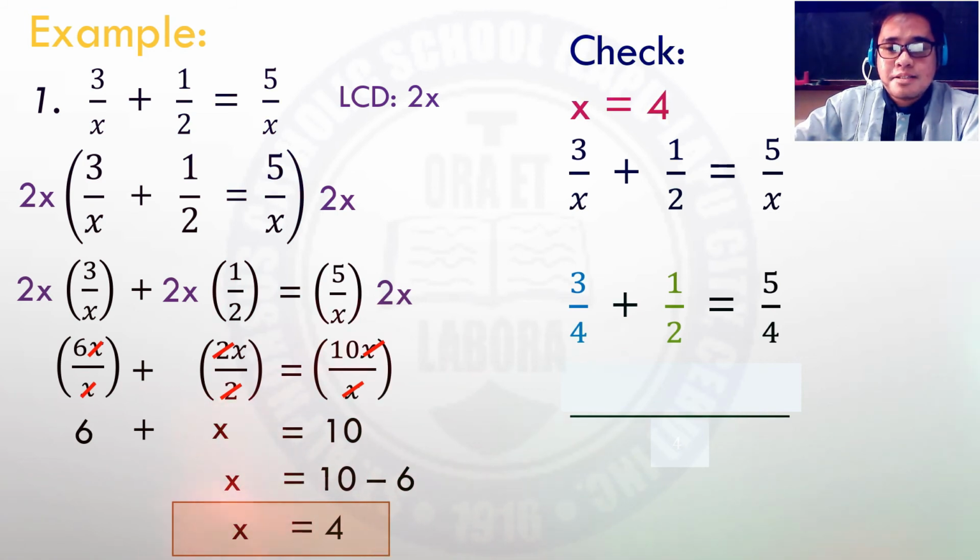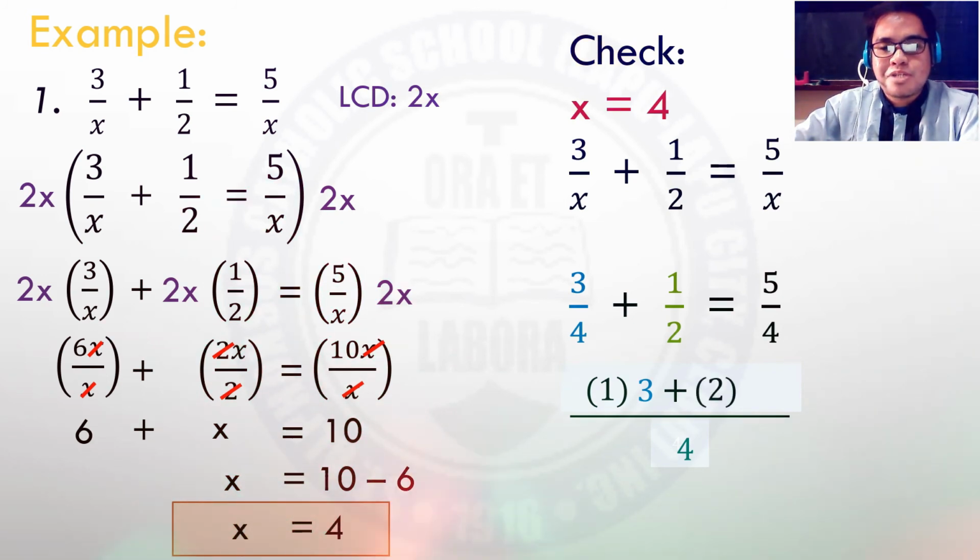Now let's get the LCD of the left side of the equation only. What would be the LCD of 4 and 2? That is 4. 4 should be divided by the denominator in our first term. So 4 divided by 4, the answer is 1, and then copy 3. Plus, divide 4 by 2, which is the denominator in our second term, and the answer is 2, times the numerator in our second term, which is 1, equals 5 over 4.